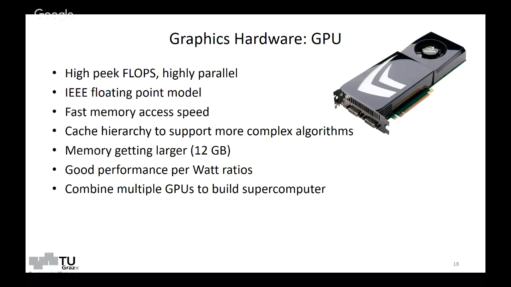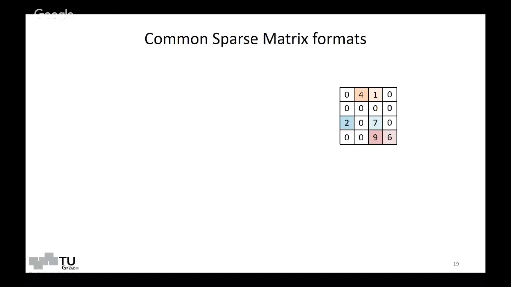And what we were trying to do is we said, okay, let's see what we can do with the GPU in terms of this sparse linear algebra, because the GPU has that high performance. We now have got a proper floating point model. We have that kind of fast memory. We have got a proper cache hierarchy, so we can actually build more complex algorithms. We have got larger memory now, so we can actually deal with bigger problems. And we can actually go ahead and build supercomputers out of it. And so this was just the motivation for why I want to use it.